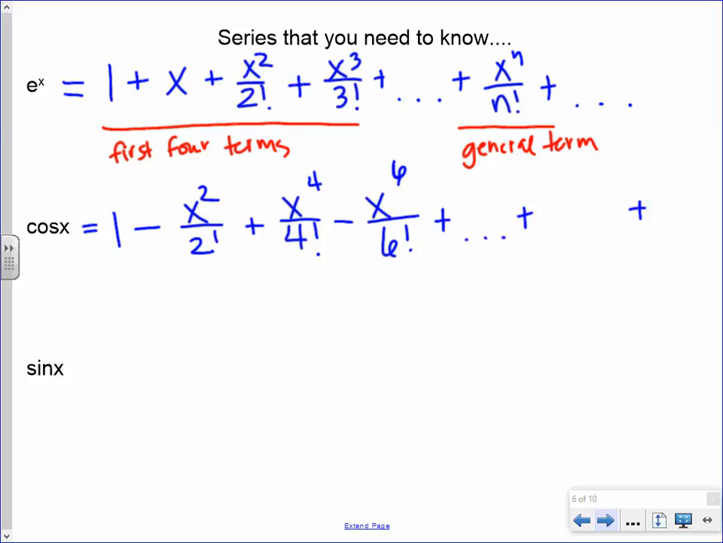So how would we describe this in general? Okay, we would have x to the 2n. It's also alternating, right? And then in our denominator is 2n factorial.